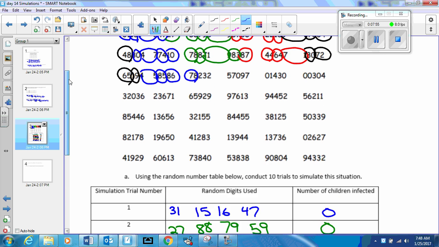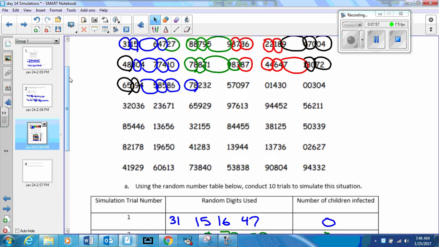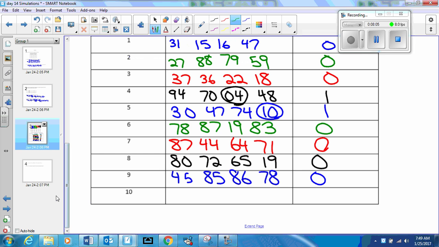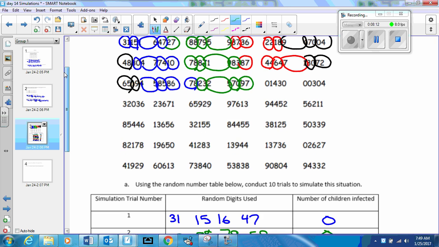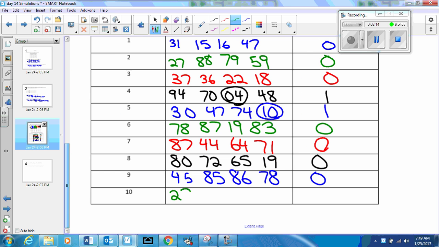And then our last random sample, we have 23, 25, 70, and 97. So putting that together: 23, 25, 70, and 97. And again, no children would get strep throat in that simulation.